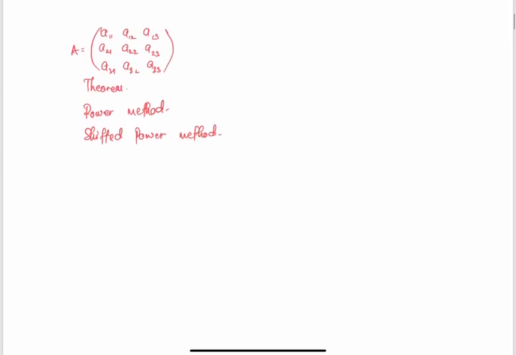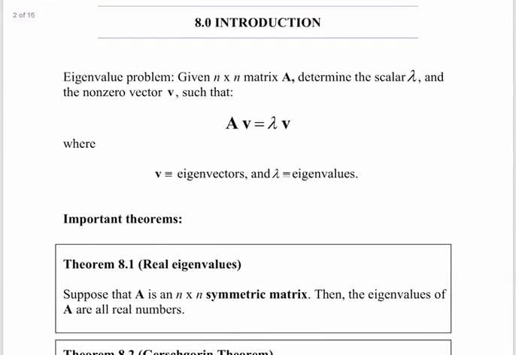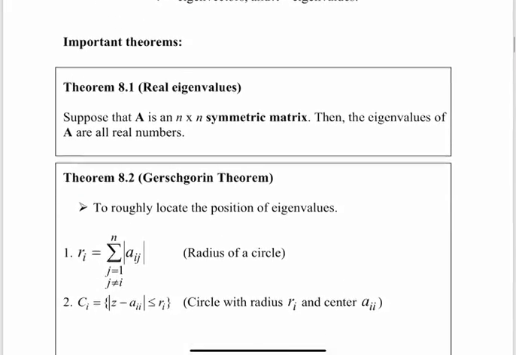So now let's look at this one as the introduction. The eigenvalue problem, as I said just now: given A is an n by n matrix, we need to determine the scalar lambda and the non-zero vector V such that AV is equal to lambda V, where V is an eigenvector and lambda is an eigenvalue. So we want to find the value of this lambda. And then we have a theorem.